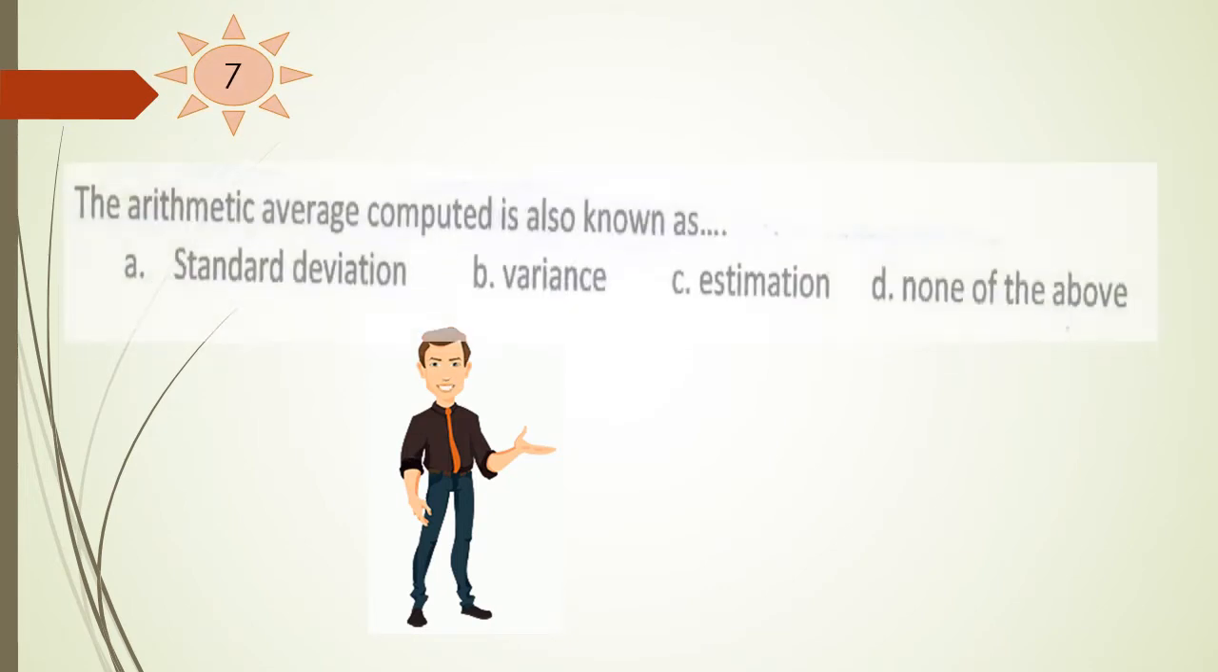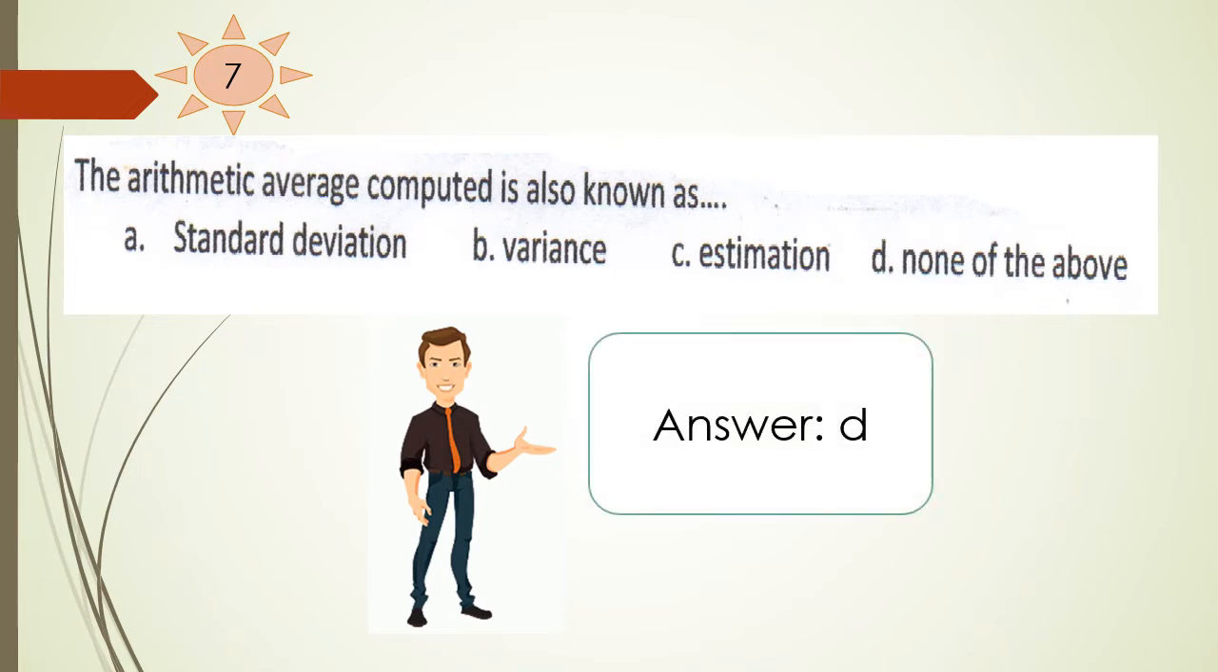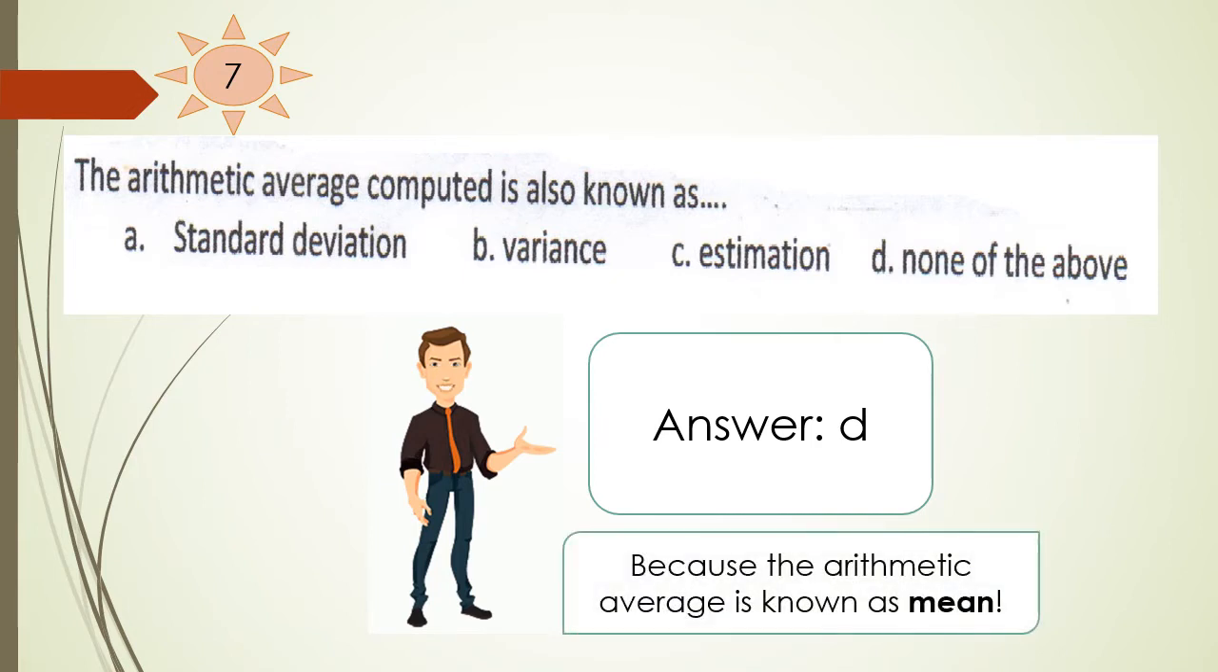Number 7. The arithmetic average computed is also known as A. Standard deviation, B. Variance, C. Estimation, or letter D. None of the above. And the answer is letter D. None of the above, because the arithmetic average is known as mean.